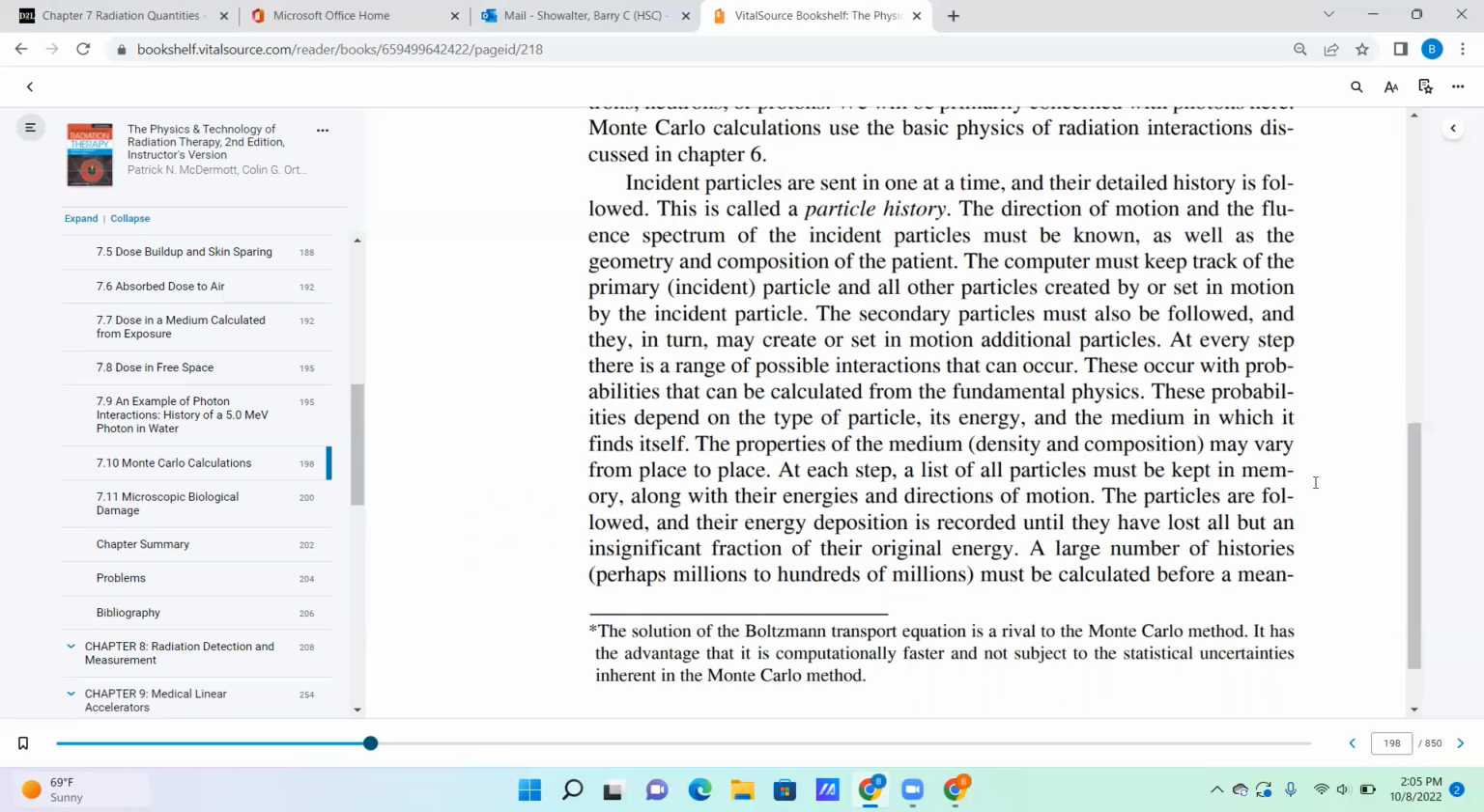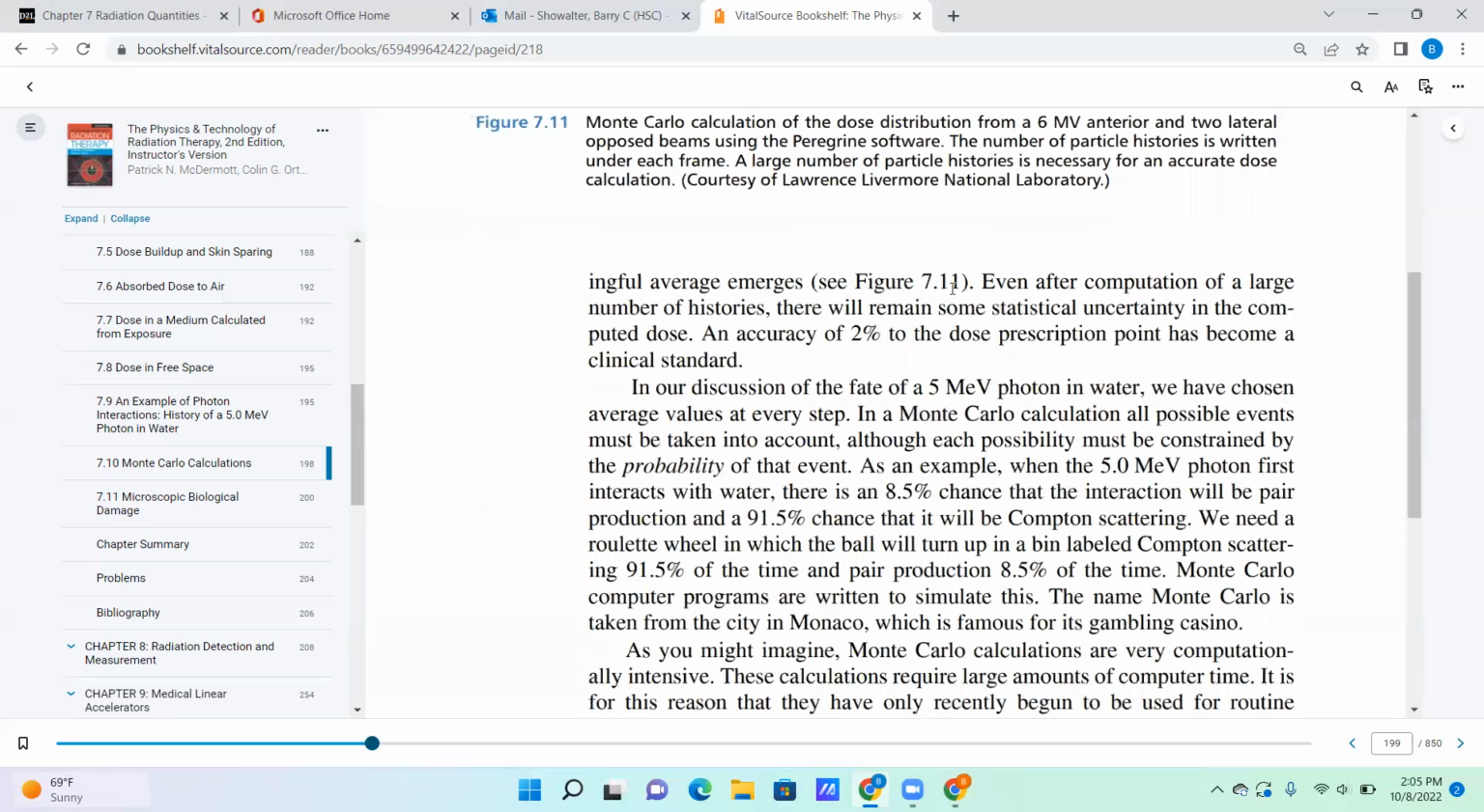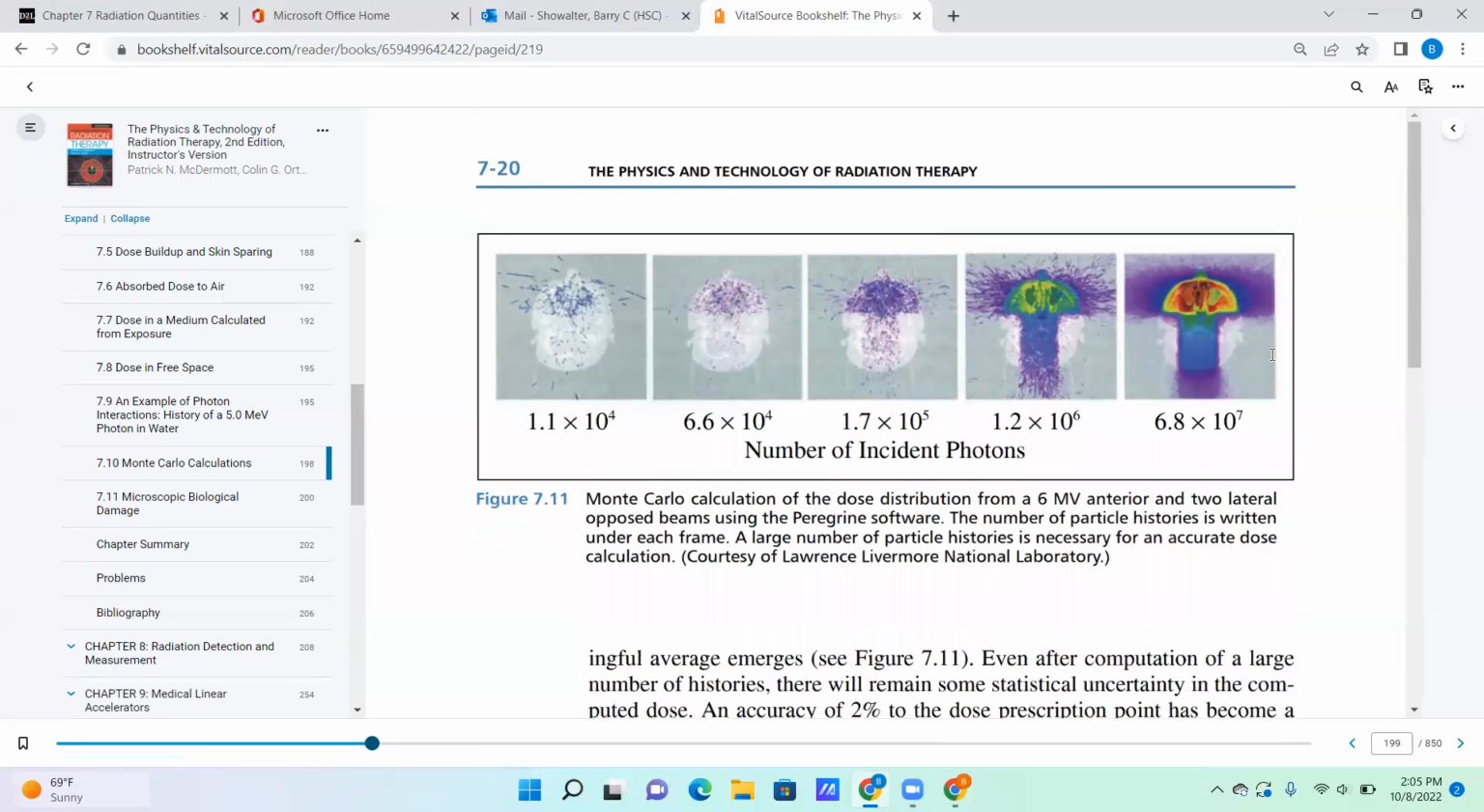At each step, the list of all particles must be kept in memory, along with their energies and directions of motion. The particles are followed, and the energy deposition is recorded until they've lost all but an insignificant amount of their original energy. A large number of histories, perhaps millions to hundreds of millions, must be calculated before a meaningful average emerges, like this.